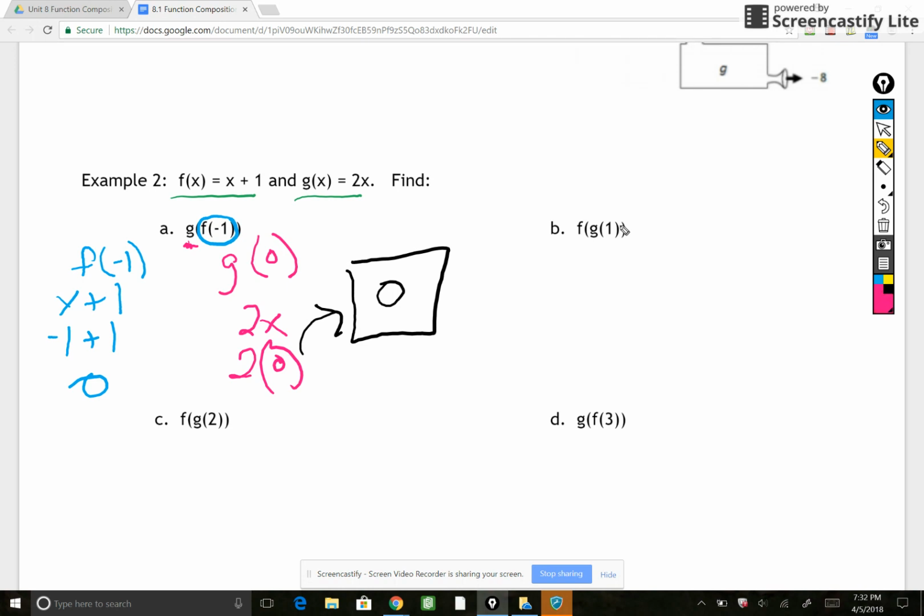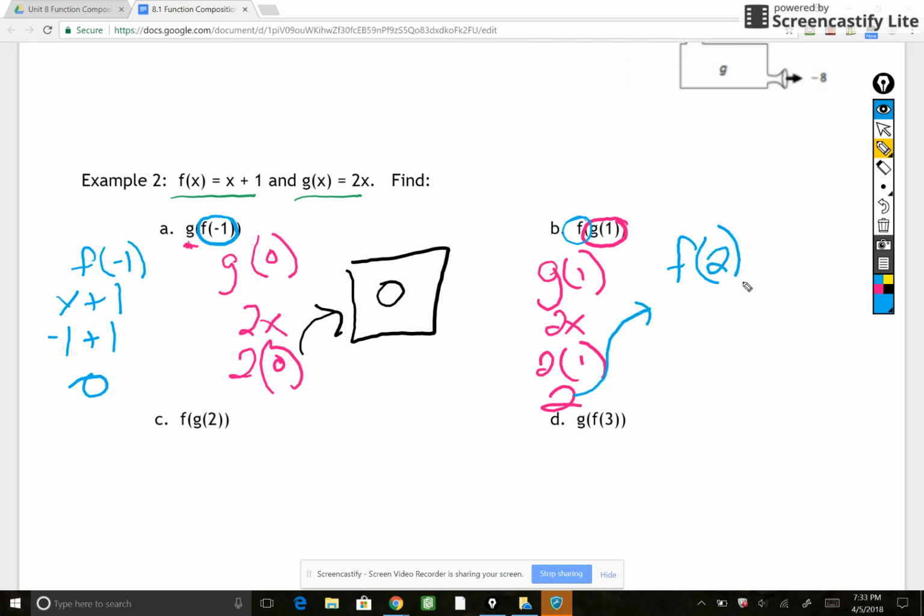For B, start on the inside, find g of 1. g is 2x, so 2 times 1 is 2. Then my outside is f, so now I'm going to find f of 2, what my output was for the last one. f is x plus 1, so 2 plus 1. So my final answer would be 3.